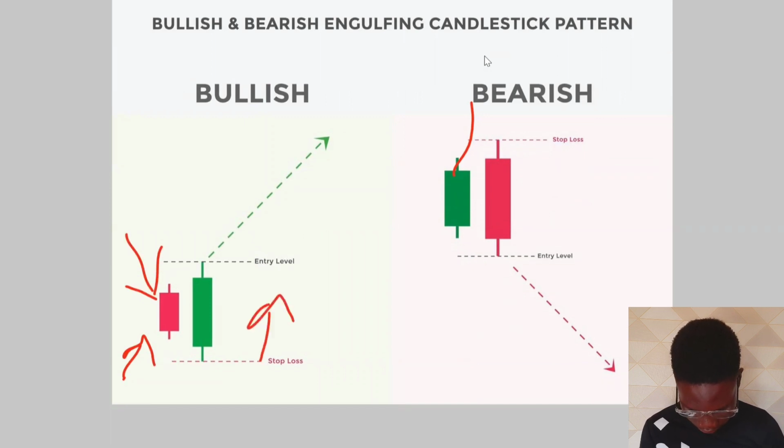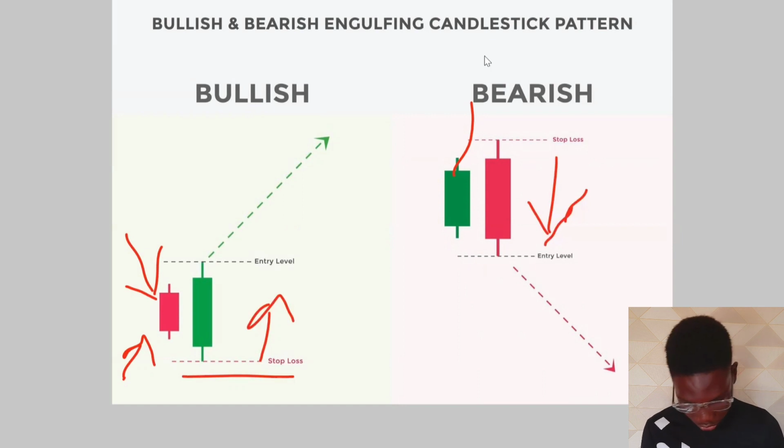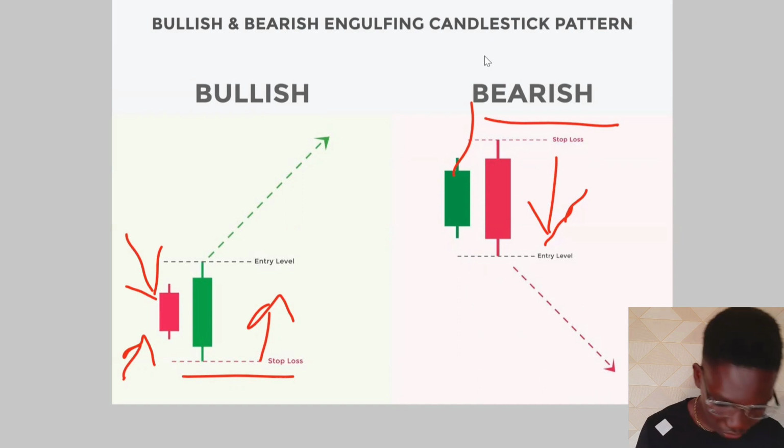Entry levels are mostly below an engulfing. When you see an engulfing, make sure you put your stop loss right below it. Same with the bearish engulfing. There's a small bullish candle here, then boom, you see a large bearish candle. So stop loss should always be right above a bearish engulfing.